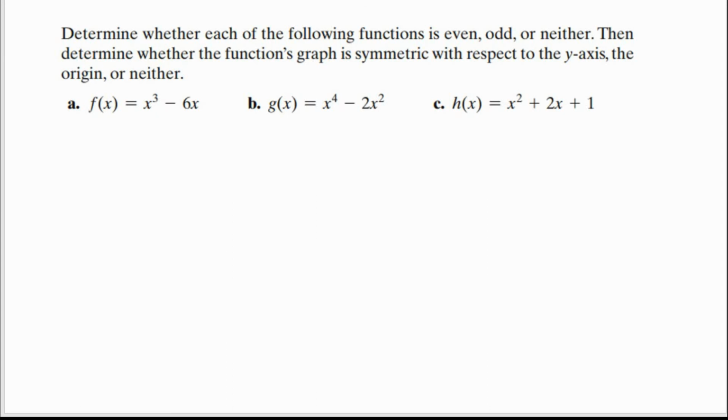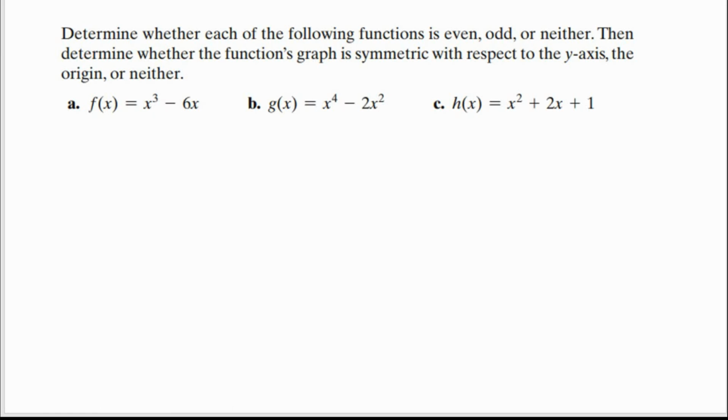Determine whether each of the following functions is even, odd, or neither, then determine whether the function's graph is symmetric with respect to the y-axis, the origin, or neither. Now, there are a couple of ways you can do this. The old-fashioned way is to run a negative through and see what happens with the output. If you run a negative through and you get the original function, then we say that it's even. If everything is negated, then we say that it's symmetric with respect to the origin, excuse me.